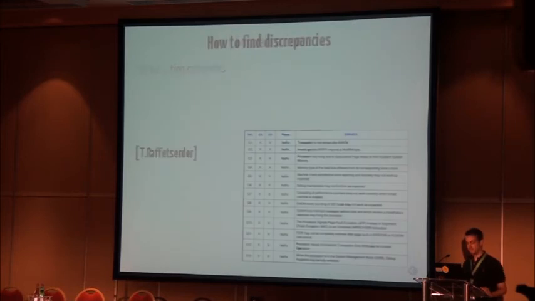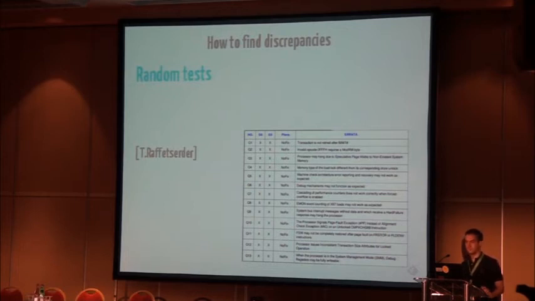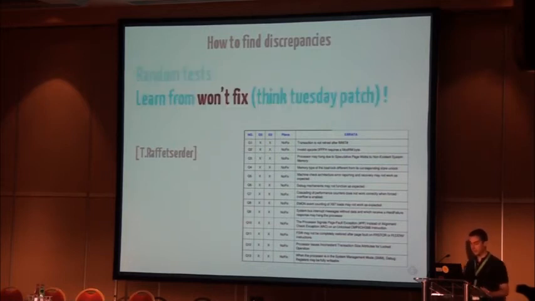How to find them? You can use random tests, do it manually. If you have luck, you will find them, and exploit it. You can automate them, I will show it in the next slide. Or you can learn from one fix. Think of Patch Tuesday from Microsoft. Julia explained yesterday better than me. Intel published specification updates, listing errata such as the F00F bug. So you know what discrepancies won't be patched for each processor.